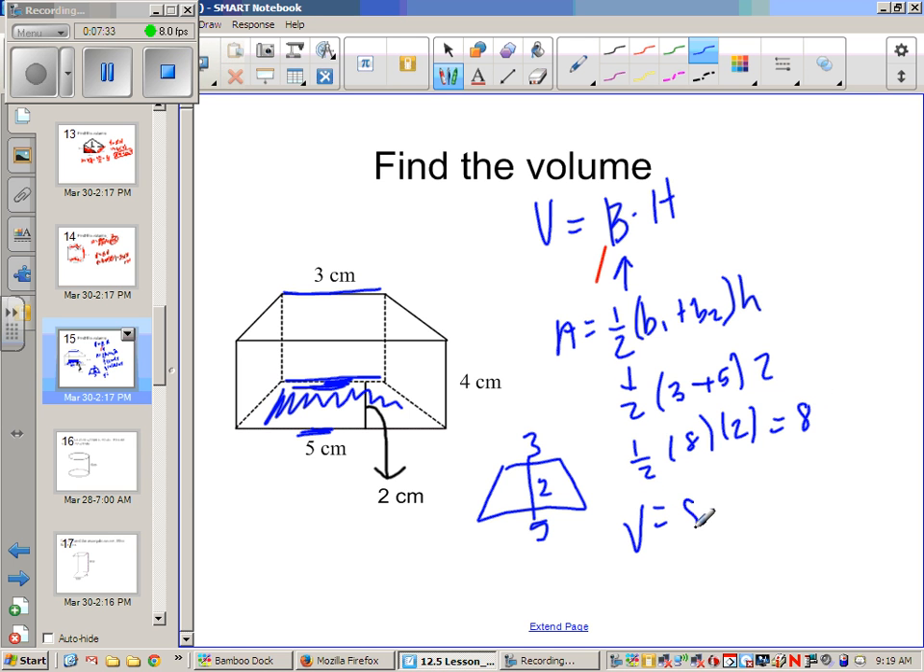So I'm going to plug that in. And again, the height is from base to base. So from trapezoid to trapezoid, I go a distance of 4. So the volume is 32 centimeters cubed.